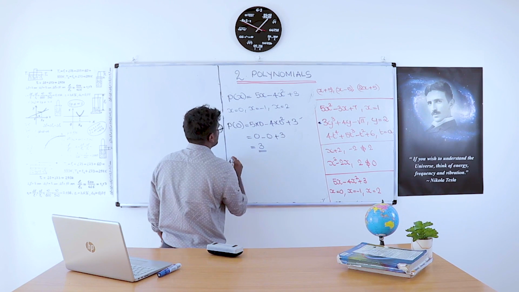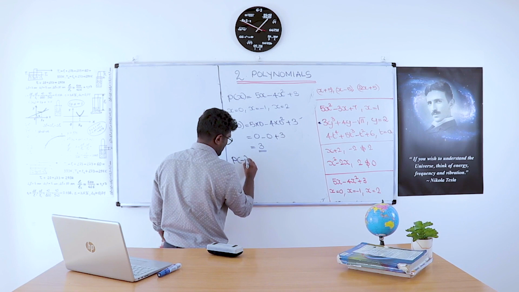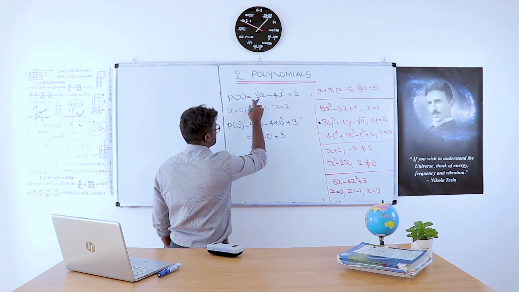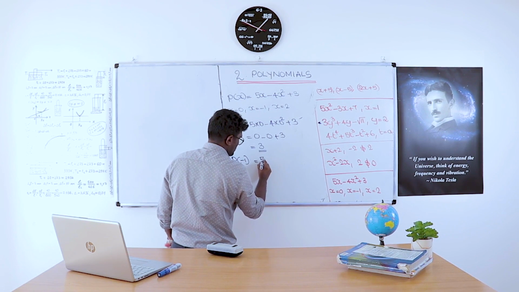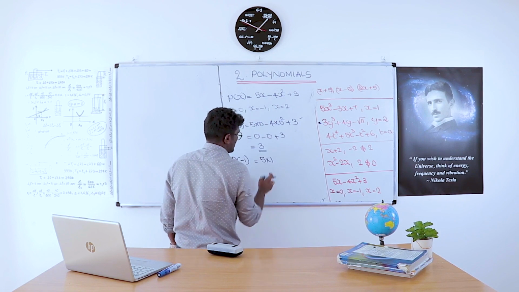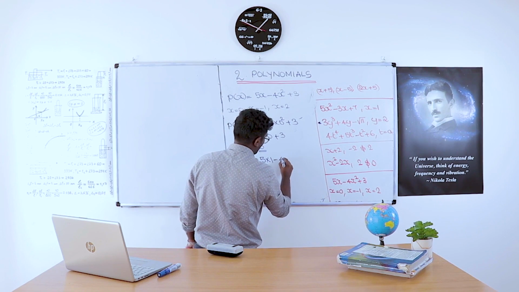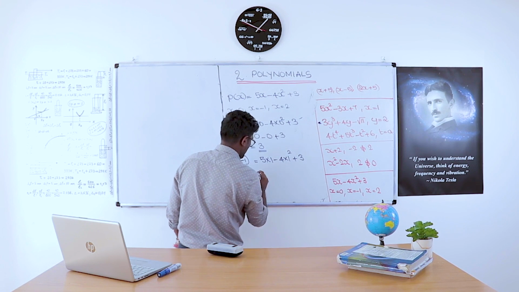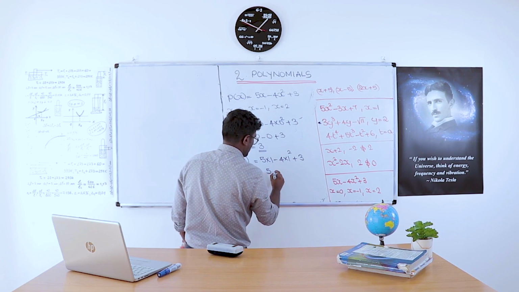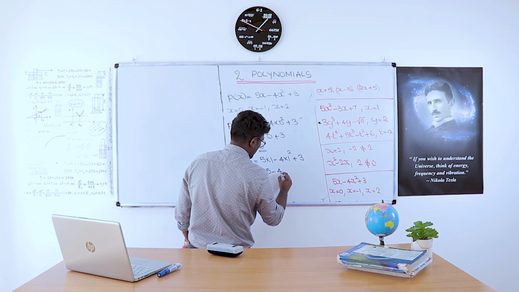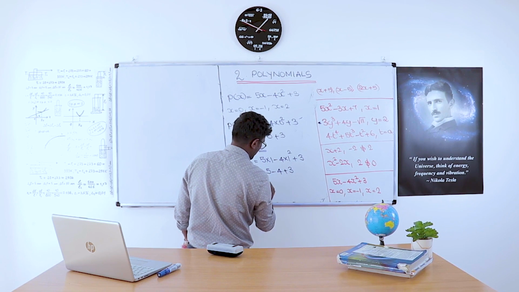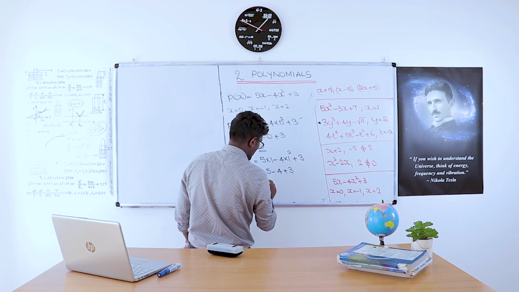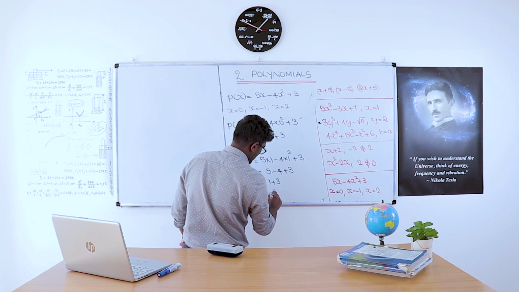So the next one is P of minus 1 we want to find. P of minus 1 equals 5 into minus 1. In place of x we will give minus 1: minus 4 into minus 1 square plus 3. 5 into minus 1 is minus 5, minus 4 into 1 square is 4, plus 3.